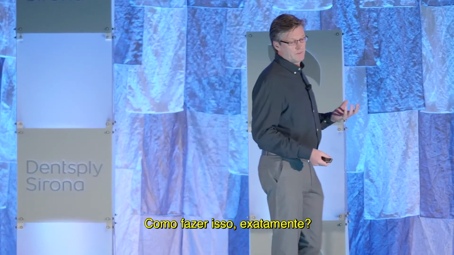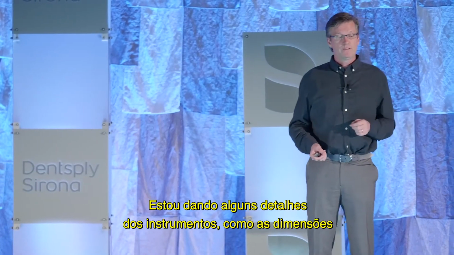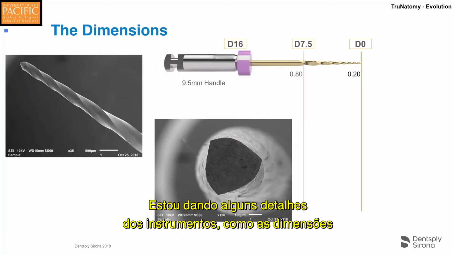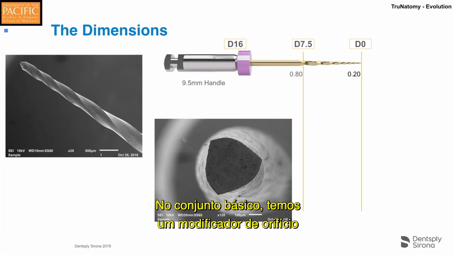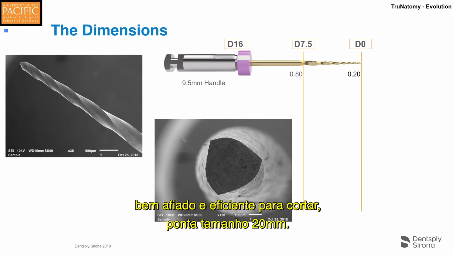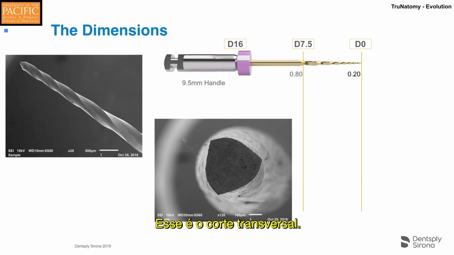How do we do this specifically? I'm just giving you a couple of details on the instruments. For instance, the dimensions of the 3 main instruments in the basic set are the following. We have an Orifice modifier that is a very short instrument, cutting efficient, with a size 20 tip. The cross-section is shown here. This is a pretty sturdy, strong instrument, not super flexible.